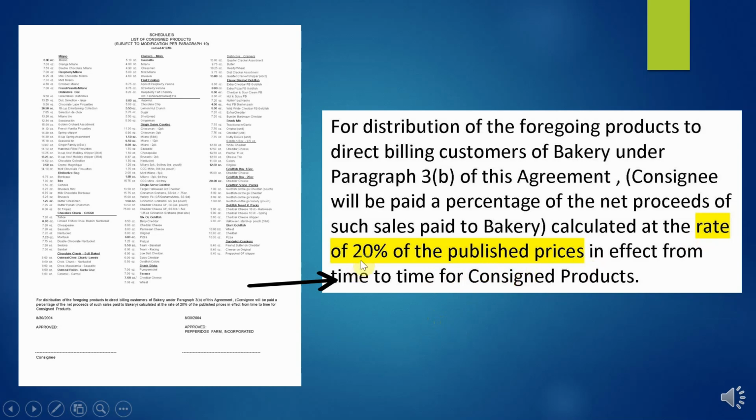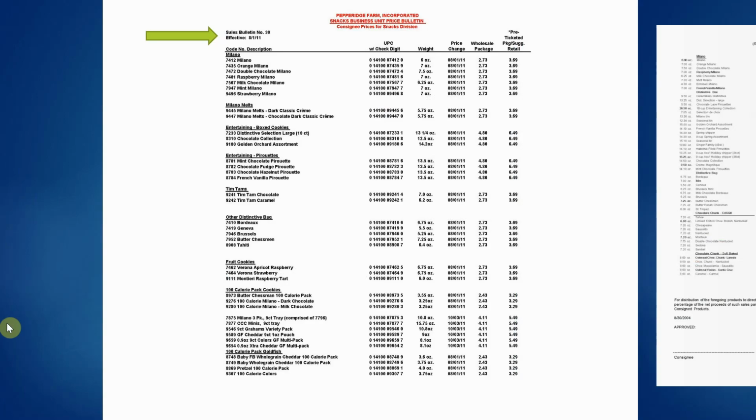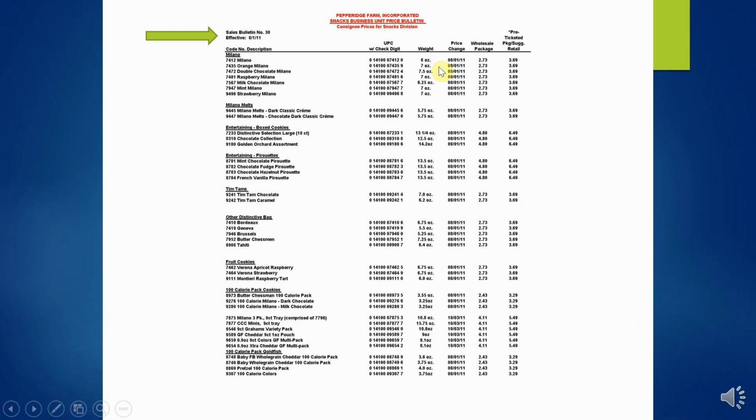Now, this rate of 20% may differ from area to area. There have been reports of bakery distributors making more than 20%. But let's move on. Here is a bulletin price list, Snack Business Unit Price Bulletin. This is an official list from 8/1/2011. It says Sales Bulletin number 30. As you can see, items are grouped by category, UPC, weight, the date of the last price change, the wholesale price, and the suggested retail price. You need to remember that on the East Coast, everything is pre-priced.